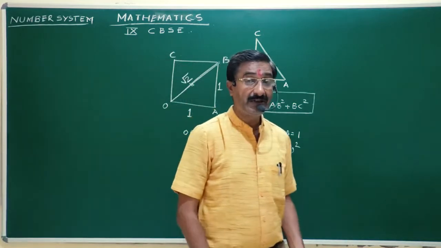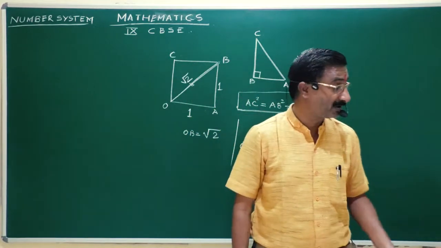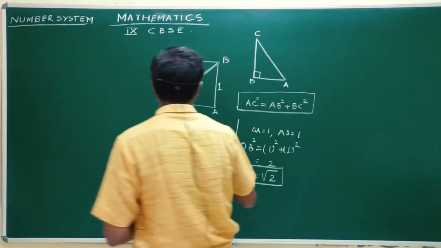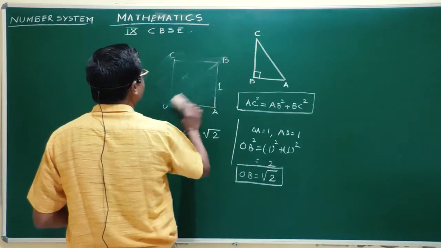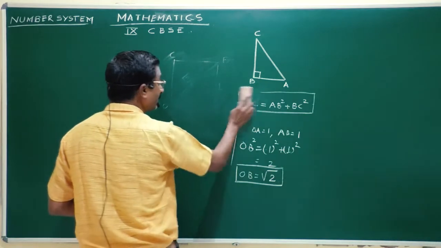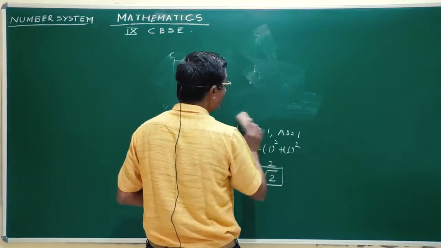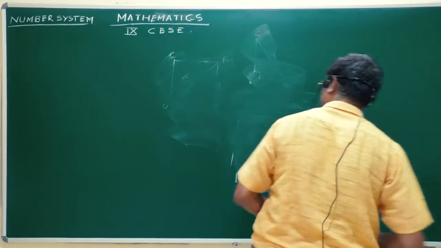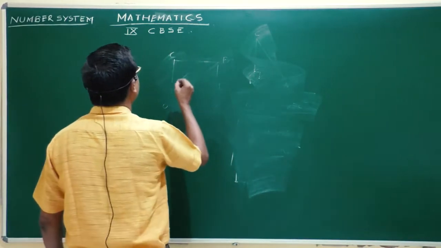Now we need to mark it on the number line, because every number, every rational and irrational number is available on the number line. So how can we mark under root 2 on the number line? This is our task. Clear? So we can mark this under root 2 on the number line.